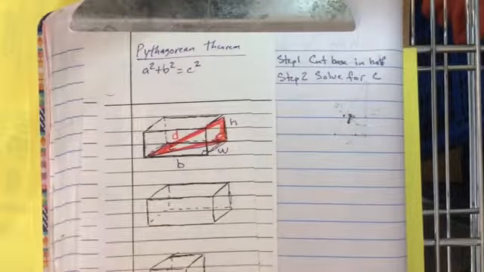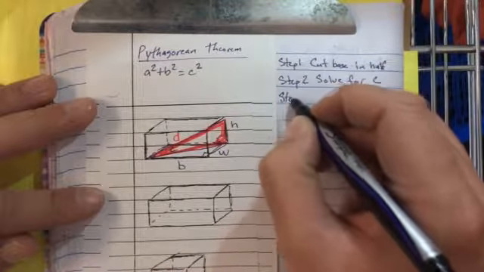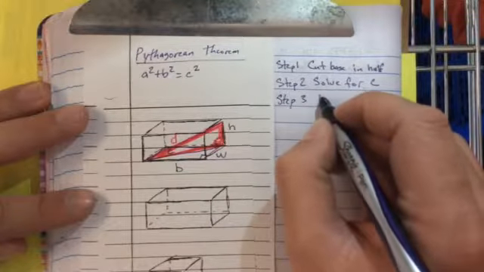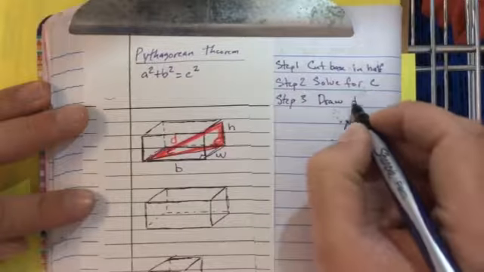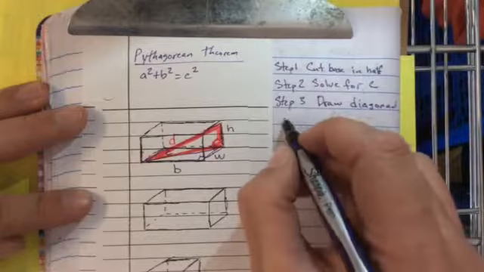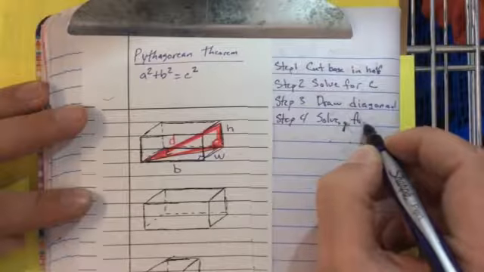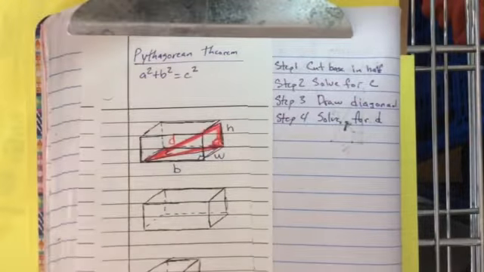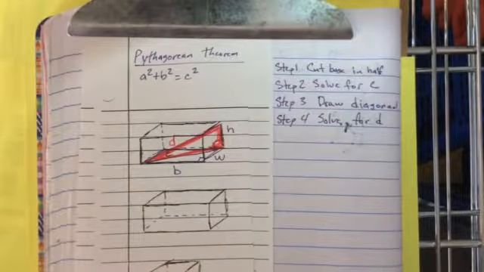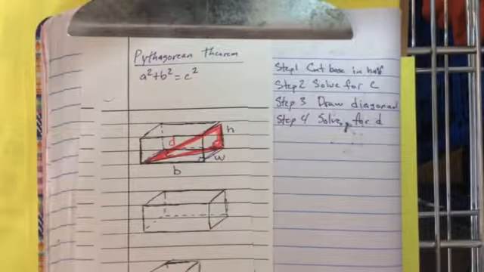So step 2 is solve for C. Step 3, draw the diagonal and solve for D. So we're going to cut the base in half, creating a triangle. Then we're going to solve for C using the leg lengths that were given. We're going to then draw the diagonal and then solve for D.